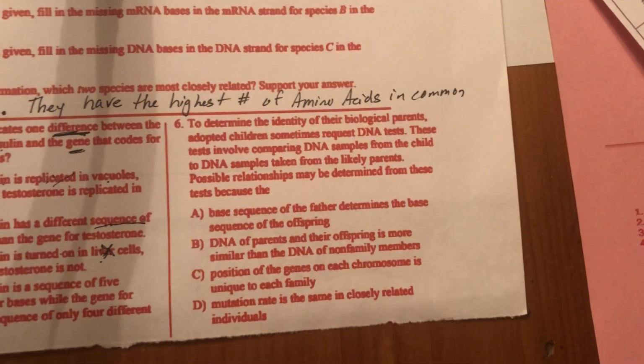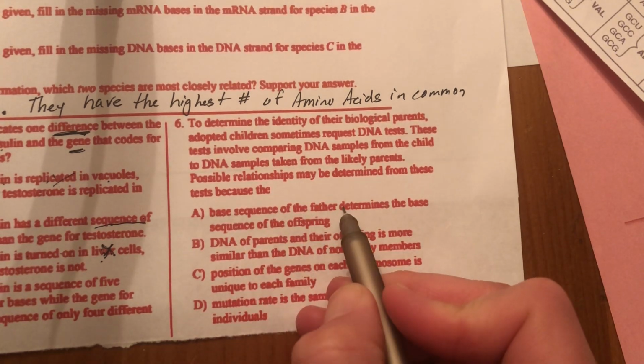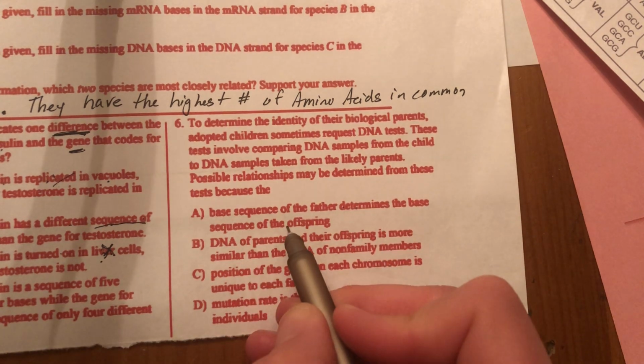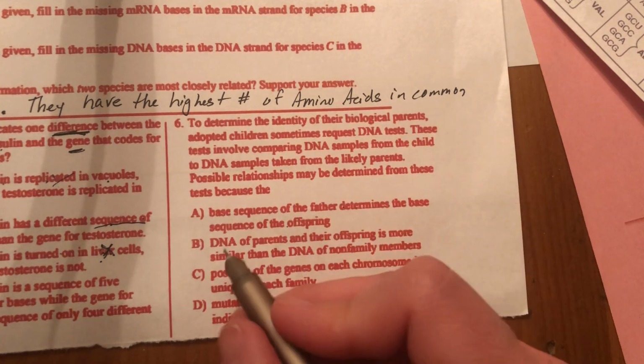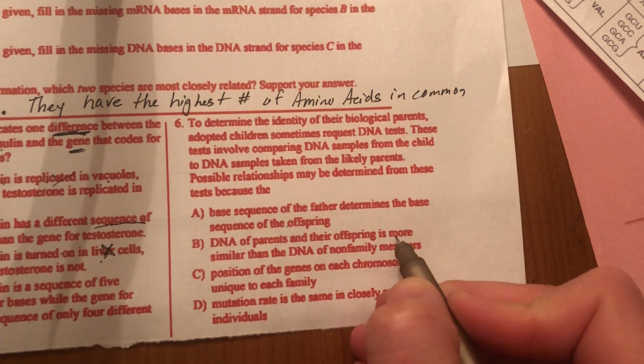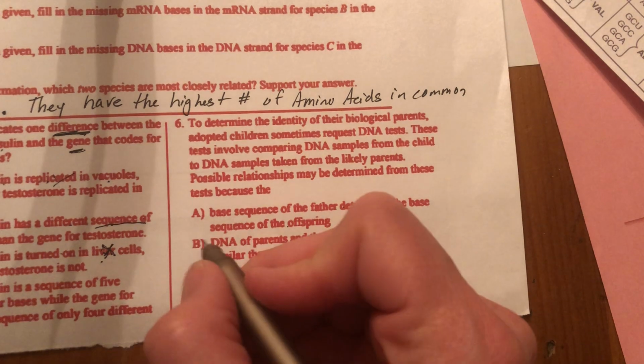Let's go to 6. To determine the identity of their biological parents, adopted children sometimes request DNA tests. These tests involve comparing DNA samples from the child to DNA samples taken from the likely parents. Possible relationships may be determined from these tests because the base sequence of the father determines the base sequence of the offspring. Then it would be a clone of the father. Every kid would be a clone of the father. That's not true. DNA of the parents and the offspring is more similar. They're not saying it's exact. They're saying it's more similar than the DNA of non-family members. Yes, that's definitely true.